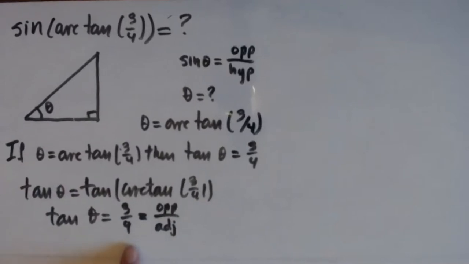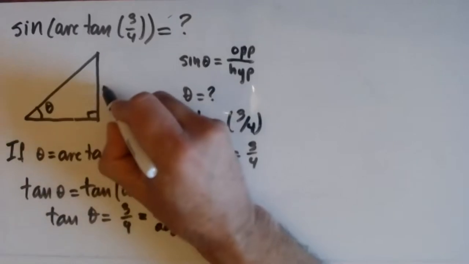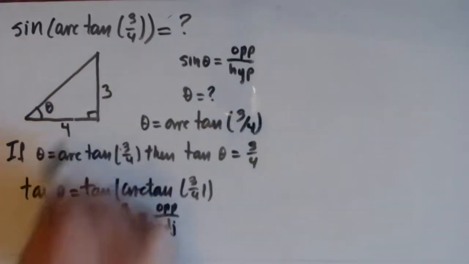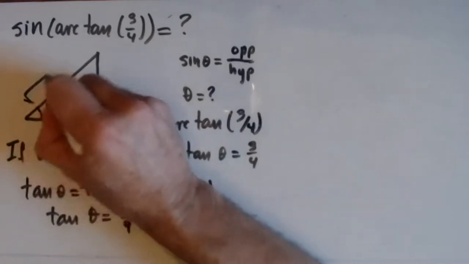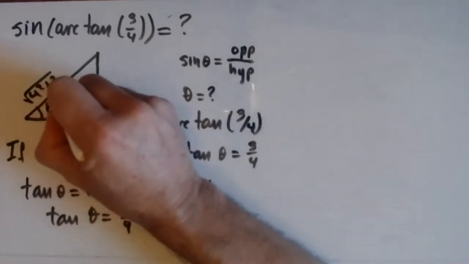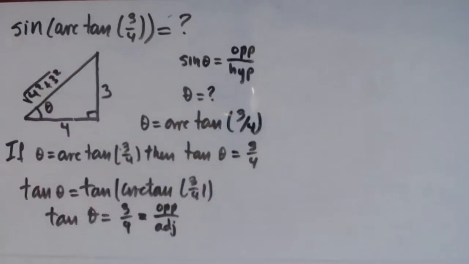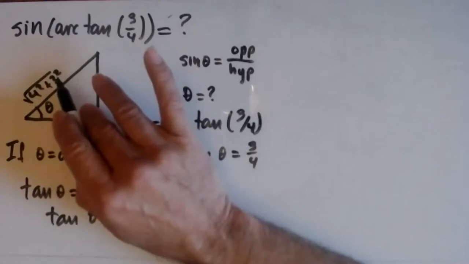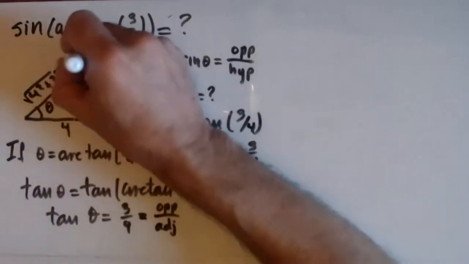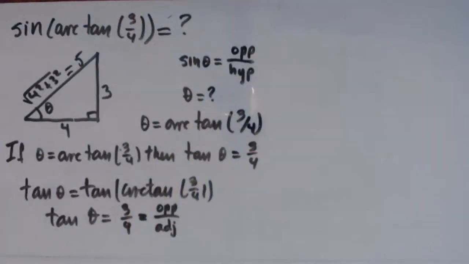So I know these values now. The opposite is 3, the adjacent is 4. Correct? Now, how much is the hypotenuse? Well, remember the Pythagorean theorem. 4 squared plus 3 squared. This square plus this square is this square. This is a right triangle. Now, 16 plus 9 is 25. And the square root of 25 is 5. So my hypotenuse is 5.